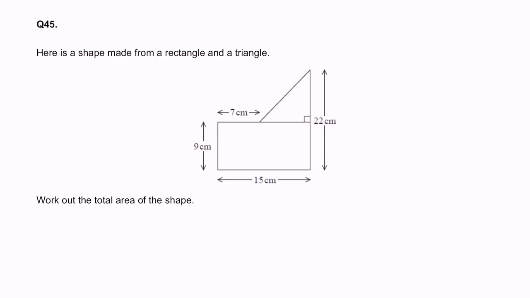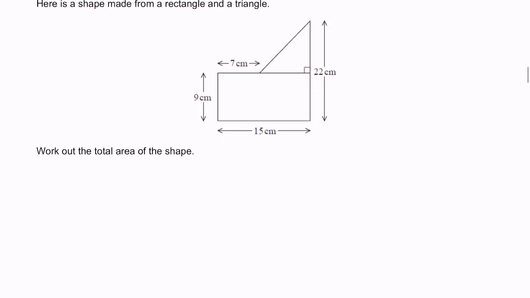Now, question 45. Here is a shape made from a rectangle and a triangle. Work out the total area of the shape. So let's go ahead and work out the area of the rectangle first. So 9 times 15.